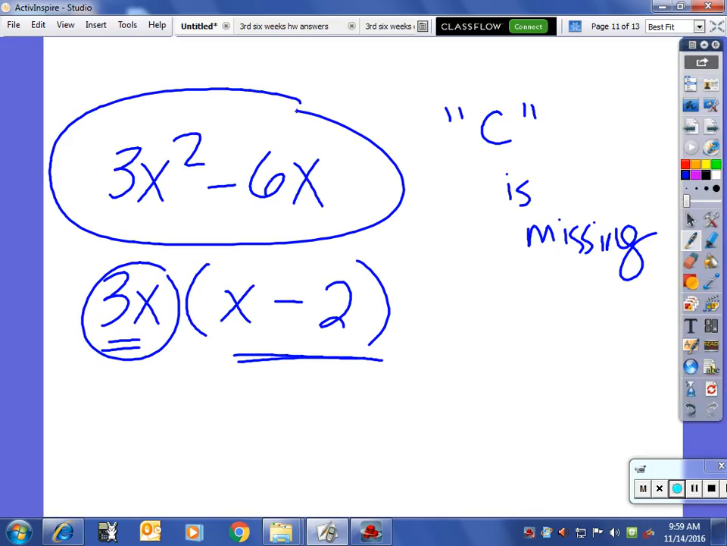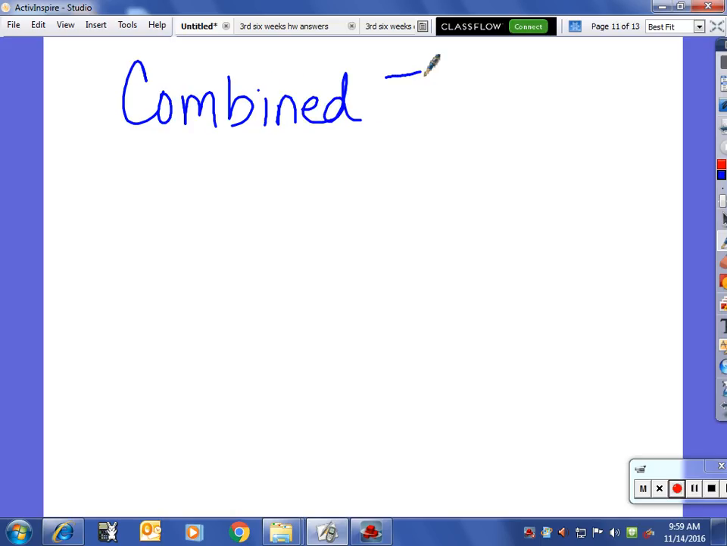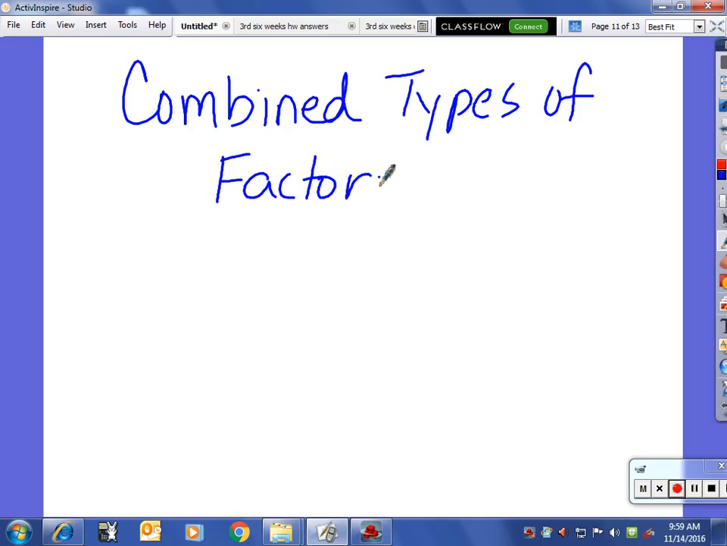Okay. So we know about the shortcut. We know about the 2 weird cases. Today what we're doing is combined types of factoring. Everything that you have been working on so far has been rigged to where it matched whatever lesson we were doing. Well, from here on out, they're just going to throw a whole bunch of different types of factoring at you, and you've just got to factor accordingly.